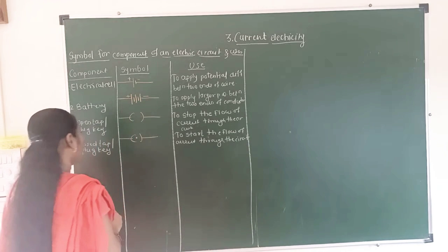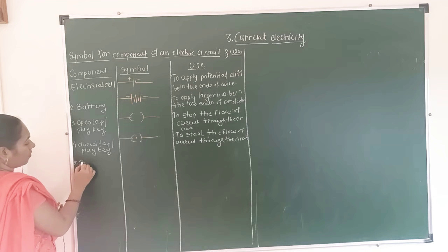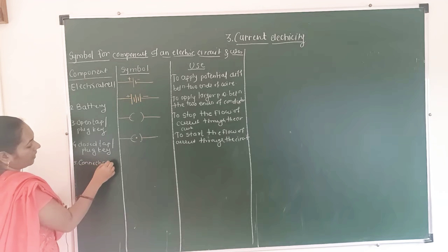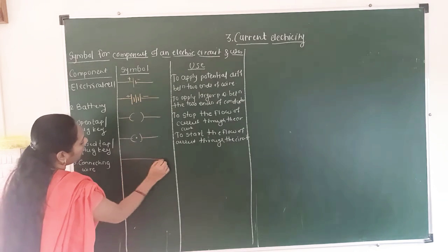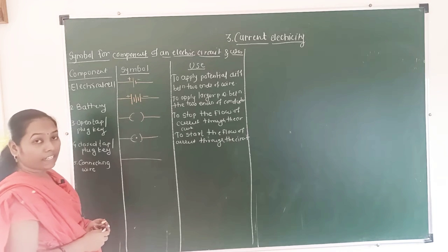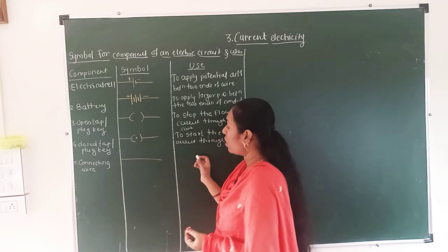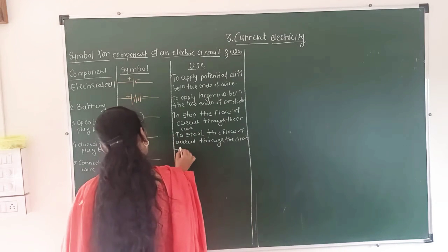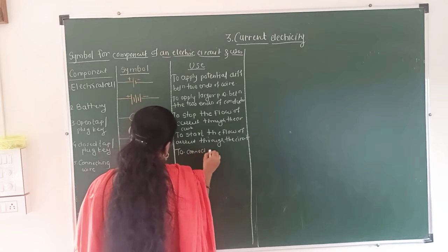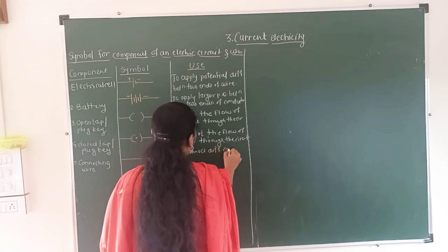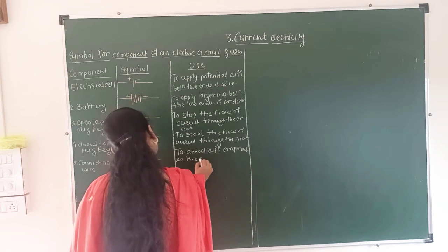The fifth one is connecting wires. The symbol for a connecting wire is like this. And what is the use of a connecting wire in an electric circuit? It is used to connect different components in the circuit.